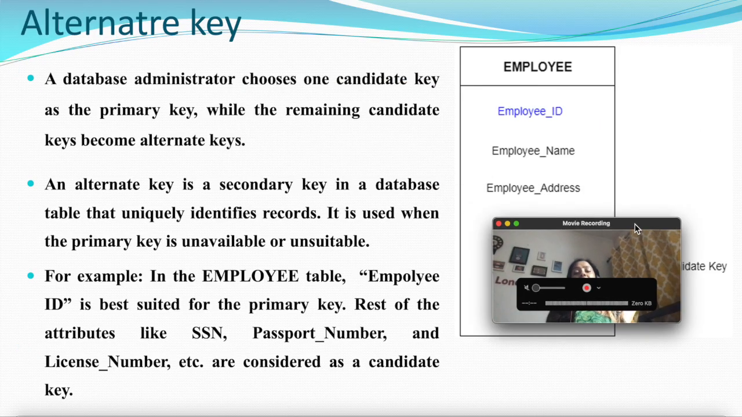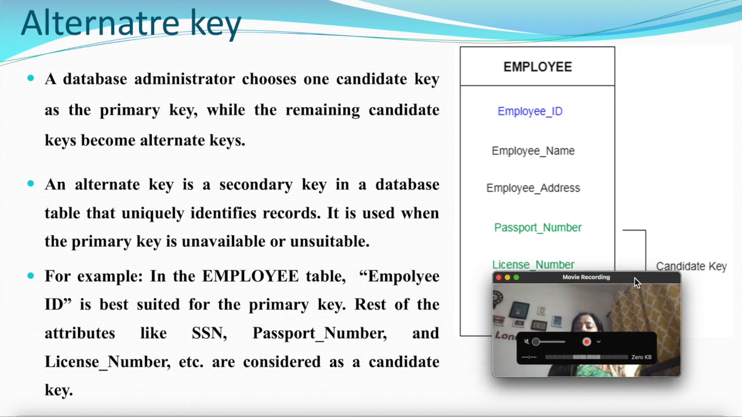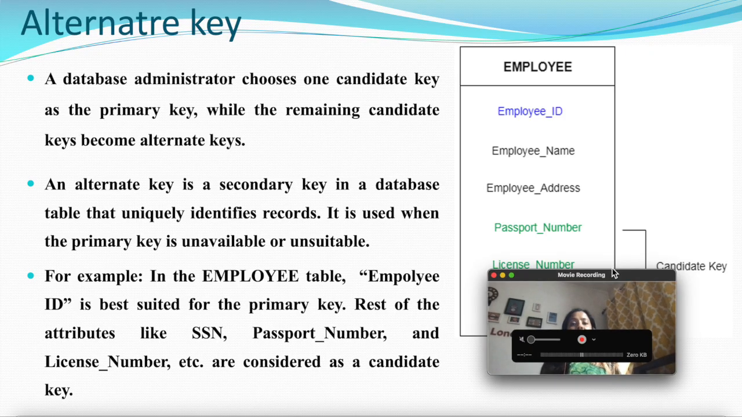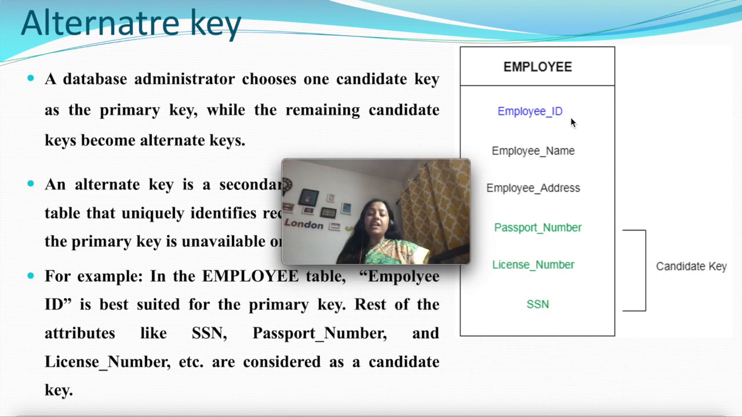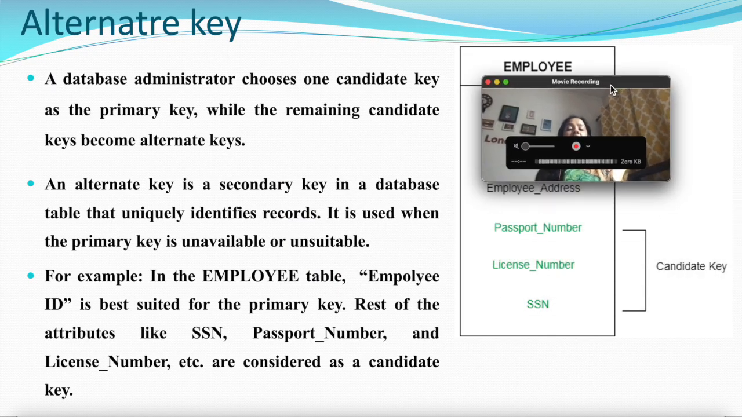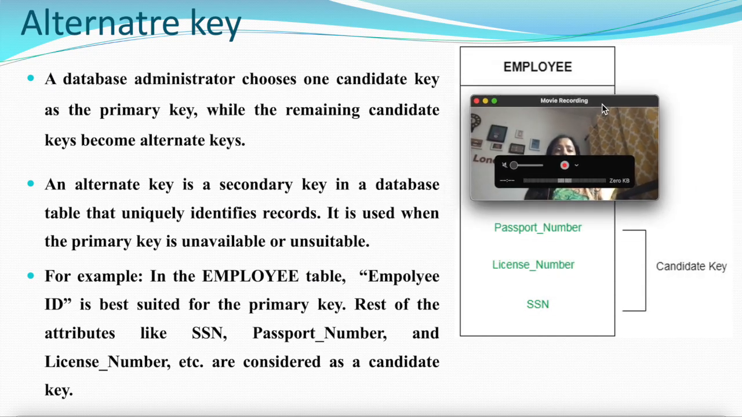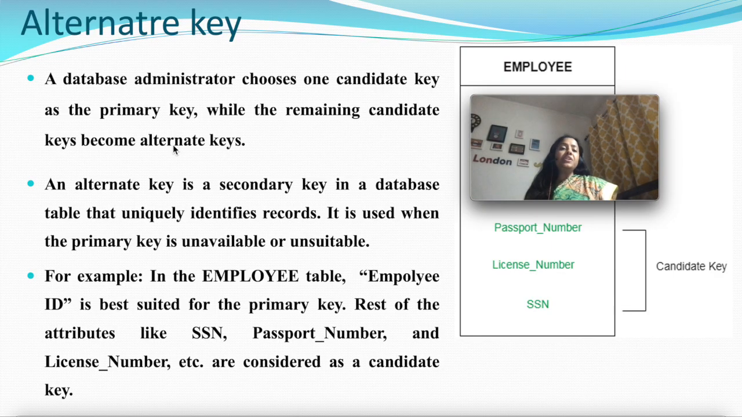Now, what about the keys which are left out? We have selected a set of candidate keys here. Suppose we have selected the employee ID as our primary key. What about the rest of the candidate keys then? What about passport number, license number, SSN? All these are not selected. Now a database administrator chooses any one candidate key as the primary key.